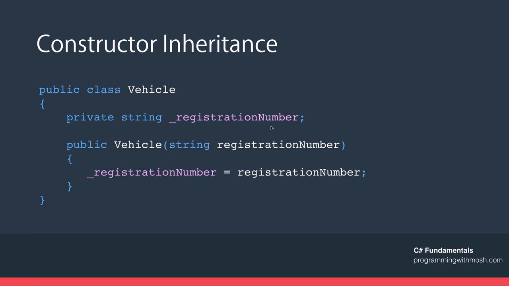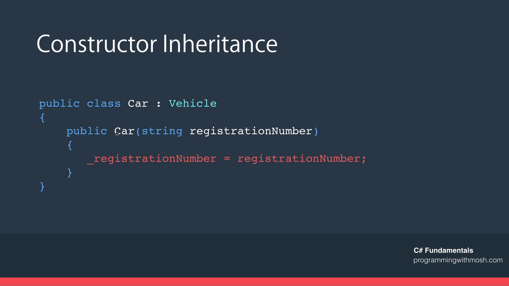So note that the registration number is declared as private, which means it's not going to be accessible in the car class. And in the lecture about access modifiers, I explained why private is a better choice than protected. So back to our car class. At this point, we are not going to be able to access the registration number field because it's the implementation detail of the base class, which is vehicle, which we would like to encapsulate in the vehicle class itself. So that detail is not leaked anywhere else in our program.